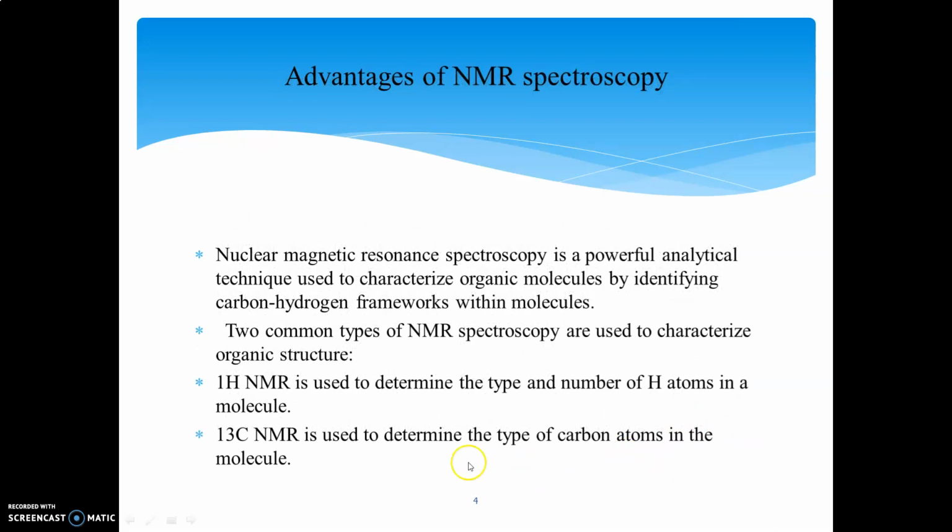Advantages of NMR spectroscopy. Nuclear magnetic resonance spectroscopy is a powerful analytical technique used to characterize organic molecules by identifying carbon-hydrogen frameworks within the molecules. Two common types of NMR spectroscopy are used to characterize organic structure. Proton NMR is used to determine the type and the number of hydrogen atoms in the molecule. Carbon-13 NMR is used to determine the type of carbon atoms in the molecule.